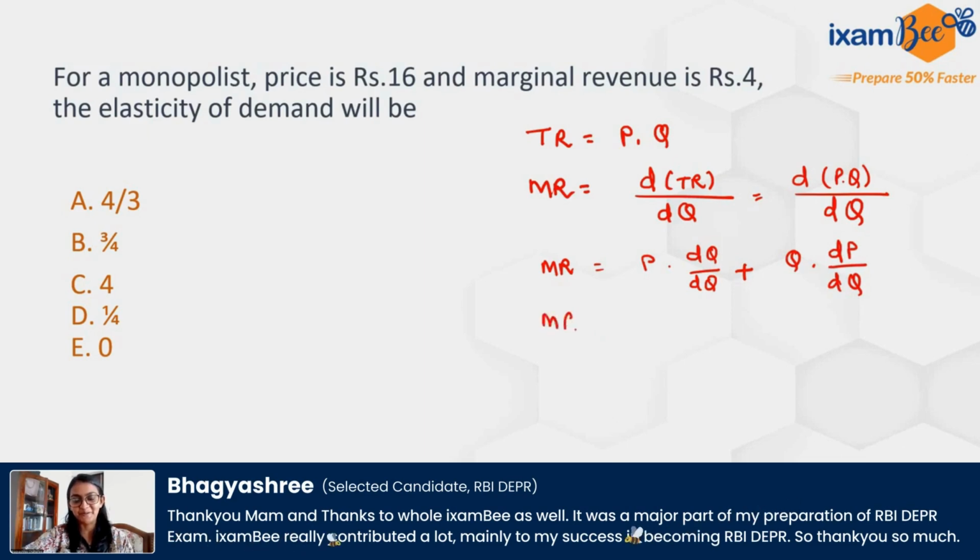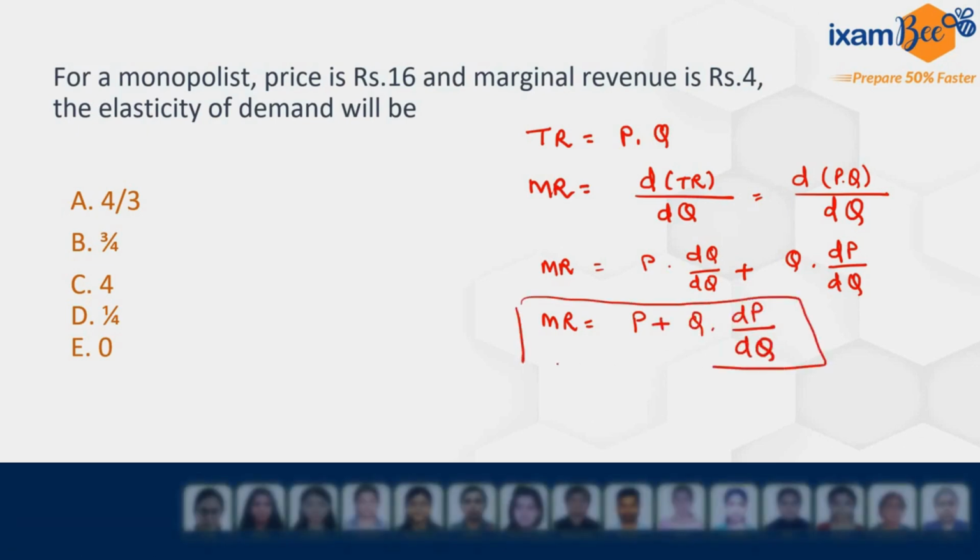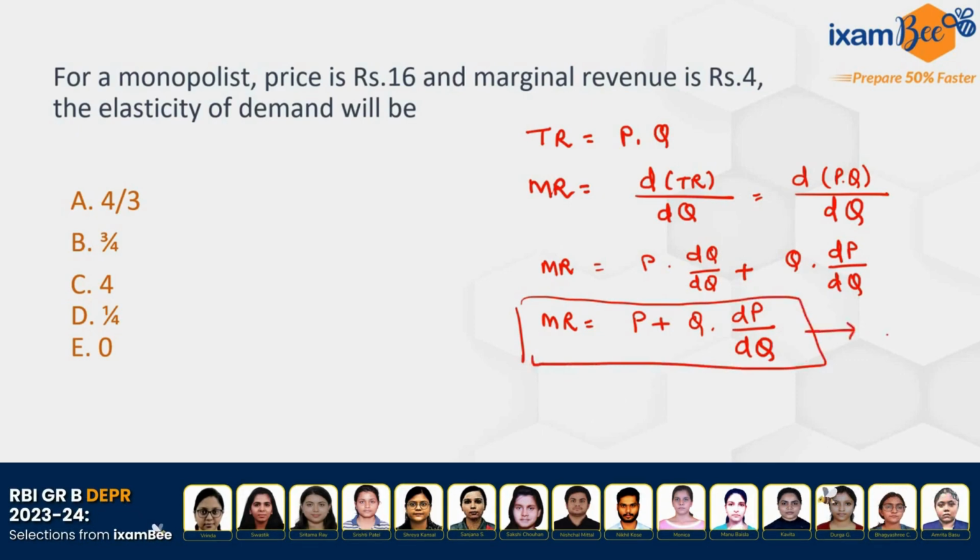So in other words, I can write my marginal revenue as p plus q times dp by dq. This is the marginal revenue, right? This is my one equation.